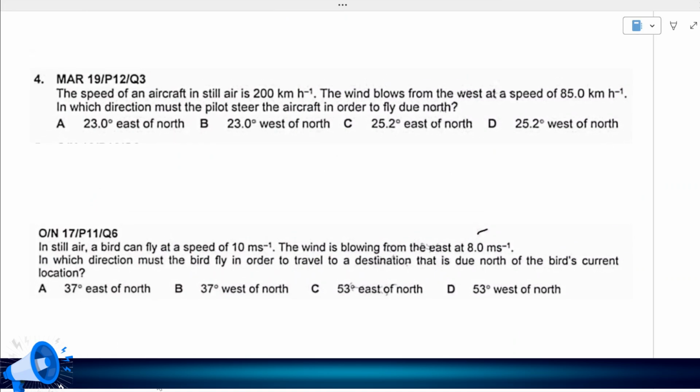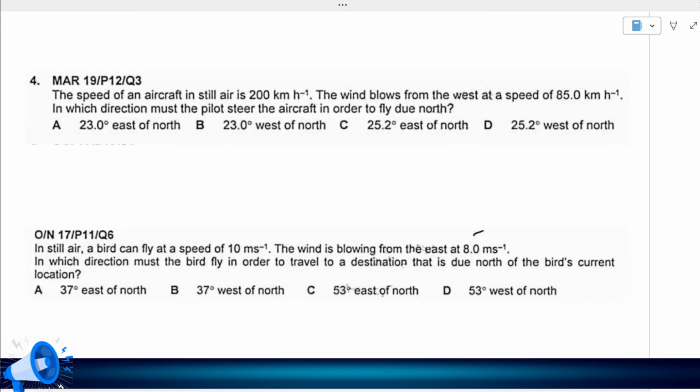This is a very important question, very repeated question. There's a very good chance you get a question like this, in which you have to draw the vector triangle by yourself. The speed of the aircraft in still air is 200 km per hour. The wind blows from west at a speed of 85. In which direction should the pilot steer the aircraft in order to fly due north?